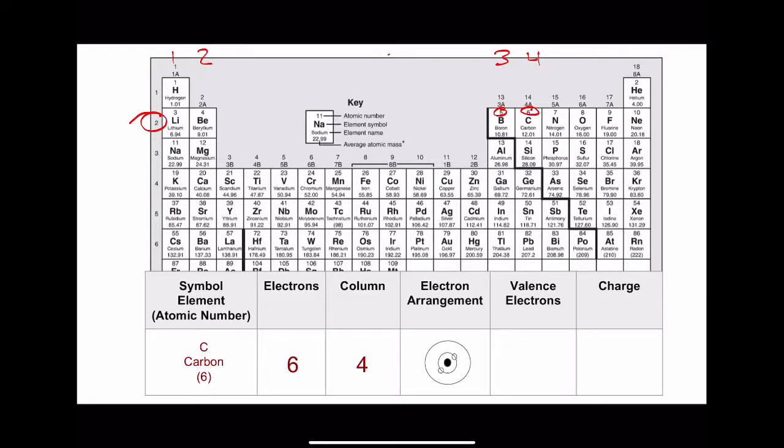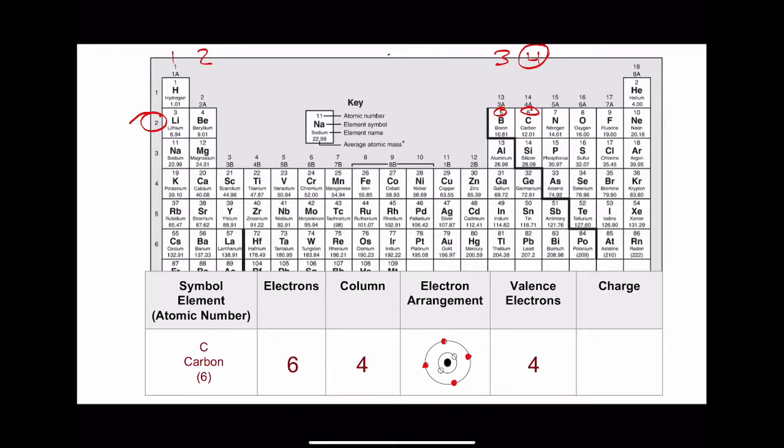So when we do that, we have to represent lithium, beryllium, boron, and now the 4th electron on the outer shell is carbon. So remember, valence electrons are only referring to the outer shell. We can see we've got a total of 1, 2, 3, and 4 valence electrons. Also, the column number is 4, which tells us the number of valence electrons. So we have 4 valence electrons in carbon.